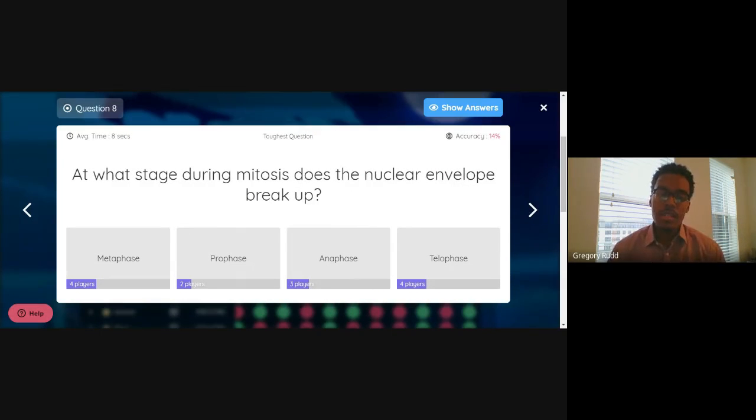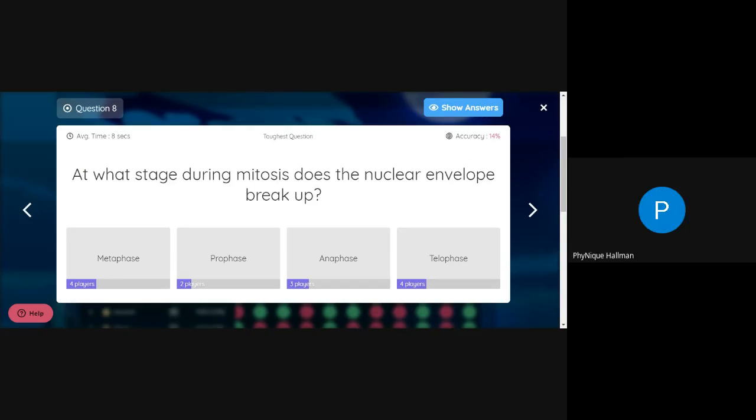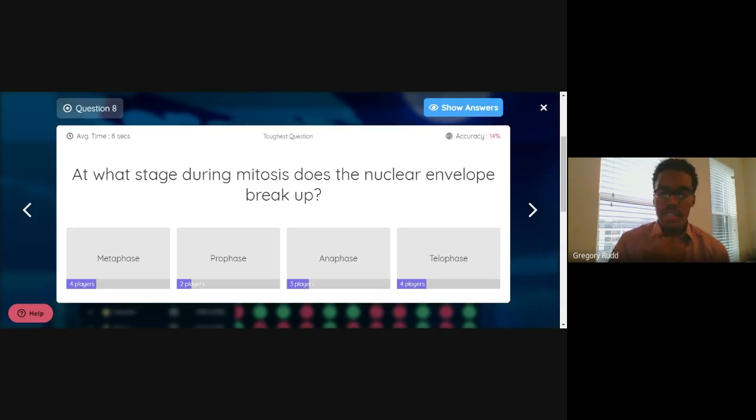At what stage during mitosis does the nuclear envelope break up? Prophase. Excellent. Now this was probably our worst question, but prophase is the correct answer here. The reason for that, again, before anything else can happen, we need to have access to the DNA that's inside of the nucleus. So if we think of the nucleus kind of like a lockbox or a safe, I can't do anything inside of it until I break that safe or break the lock. So I need to have the nuclear envelope, which is the actual box that surrounds it, dissolve in order for me to have access to what's inside of it. And that has to happen before anything else can. Okay, so that's the first phase of mitosis. That's prophase.